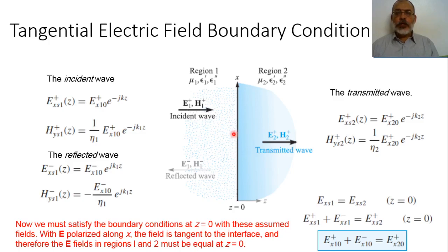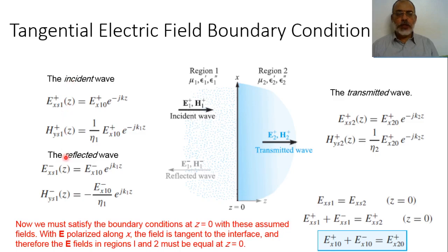In region 1, the total tangential electric field is coming from the incident wave and the reflected wave. So at the interface, z equals 0, we have the incident wave equal to Ex10+ multiplied by e to the power minus jkz, and z equals 0. So this exponential term is unity. This is the tangential component due to the incident wave.